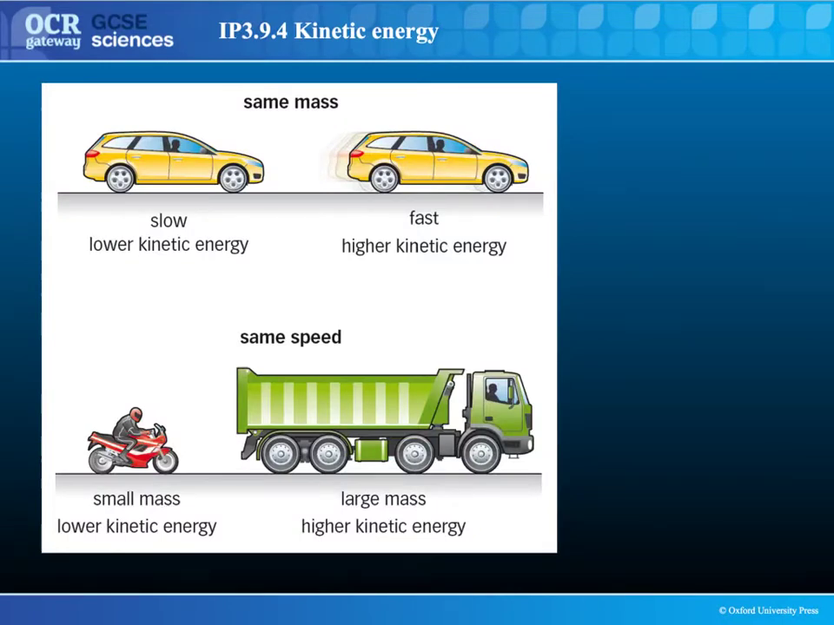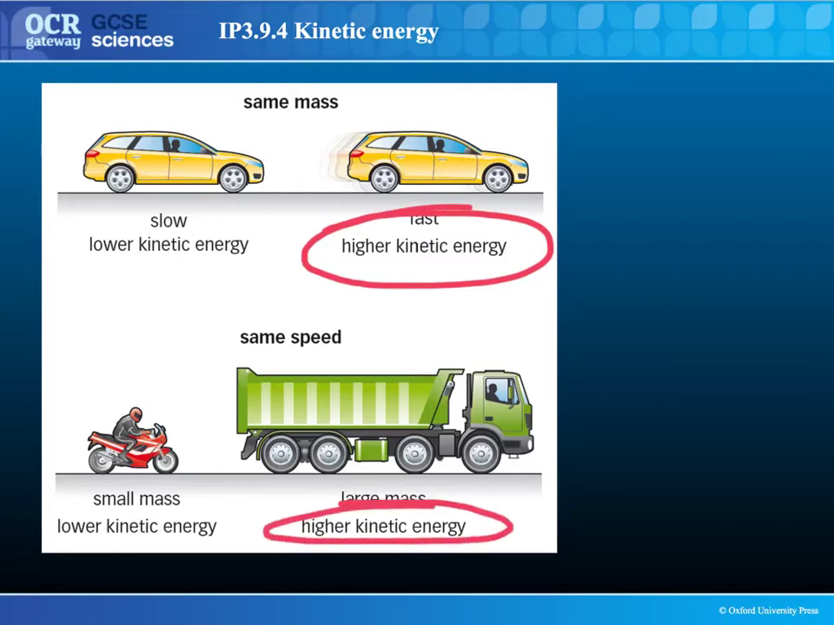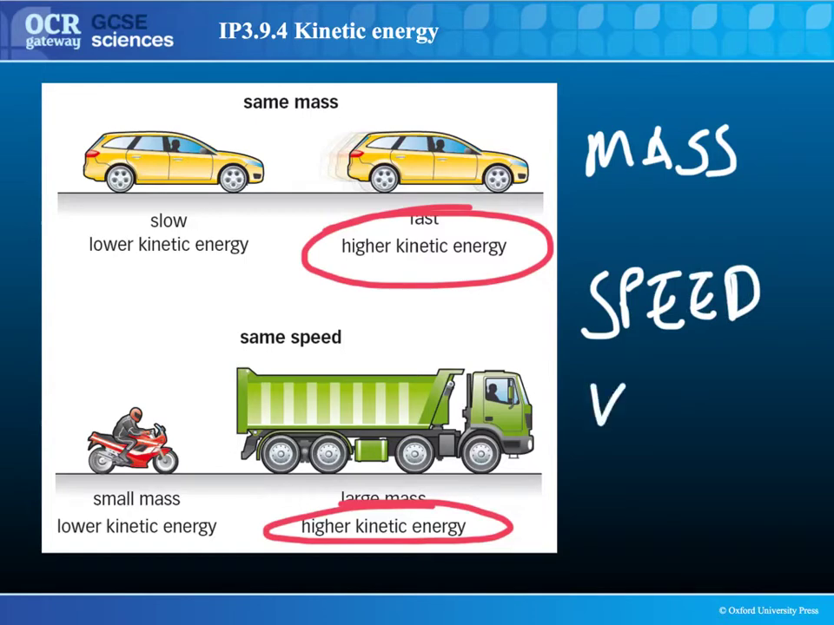Right, firstly, basic principles. If you have two cars and those two cars have the same mass and one of them is travelling faster than the other, then the one that is travelling faster will have a higher kinetic energy. Also, if you have two vehicles that are travelling at the same speed, one of them has a much larger mass than the other, then the one that has a larger mass will have a higher kinetic energy. From this, we can infer that the two things that affect the kinetic energy of an object are mass and speed, or more technically, velocity.